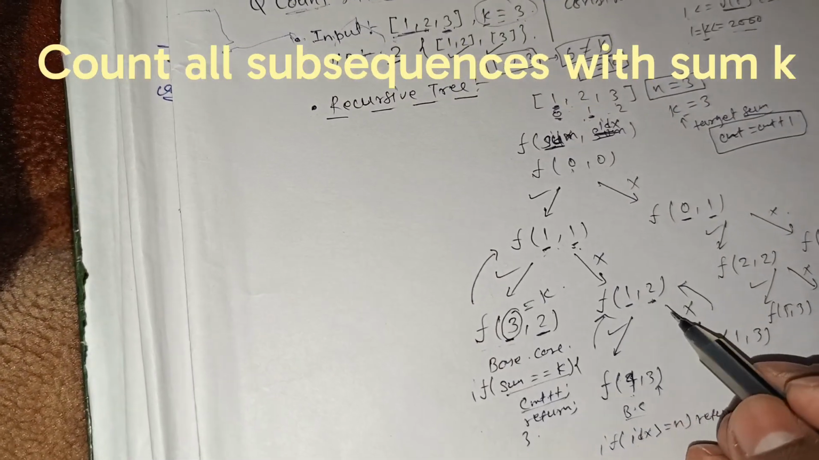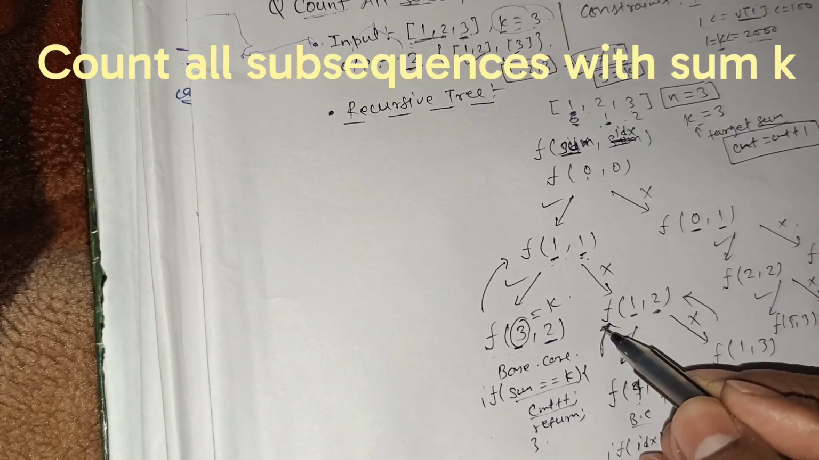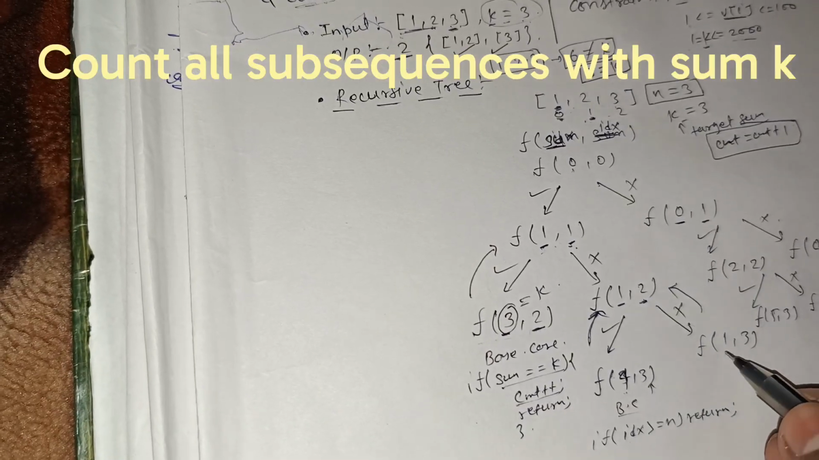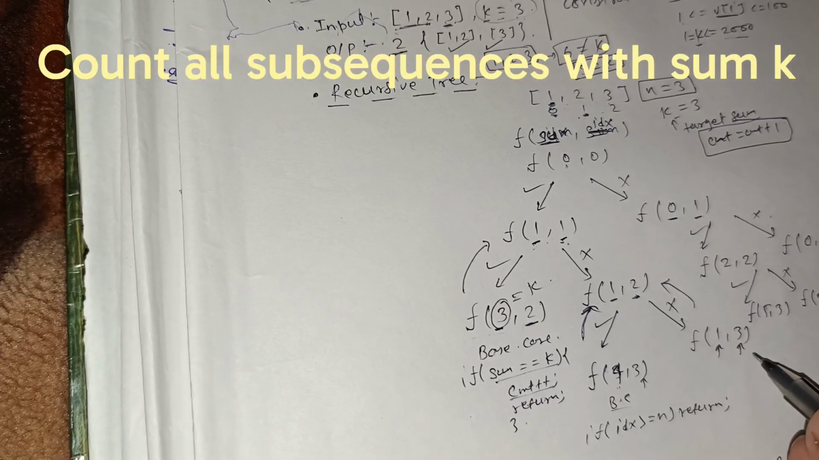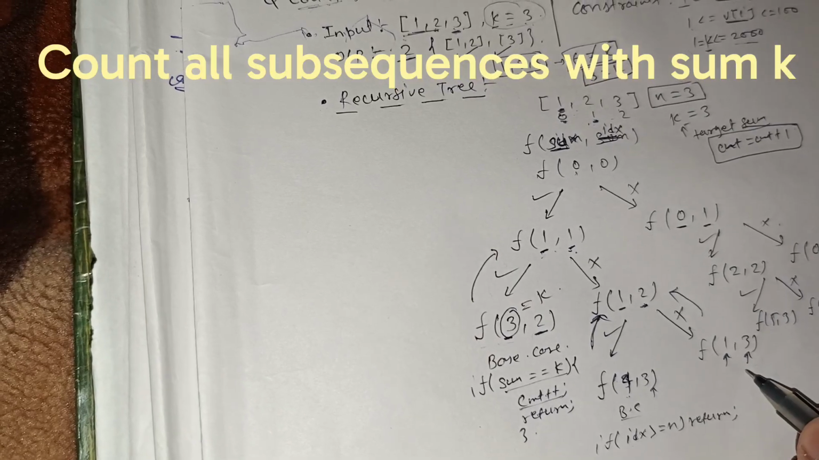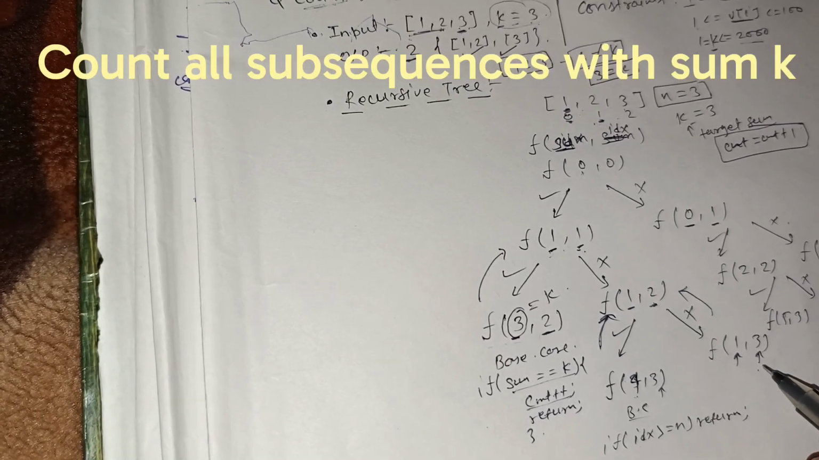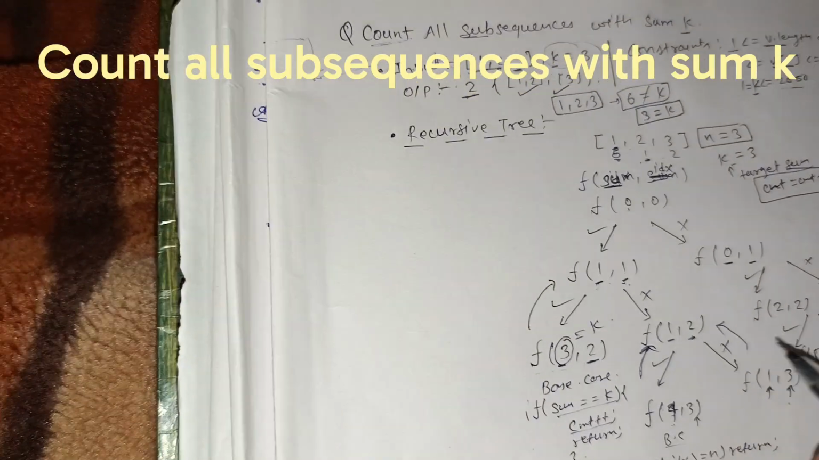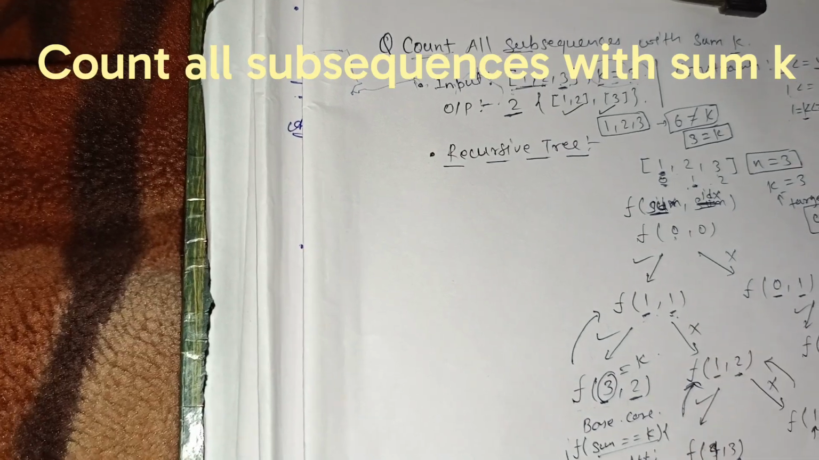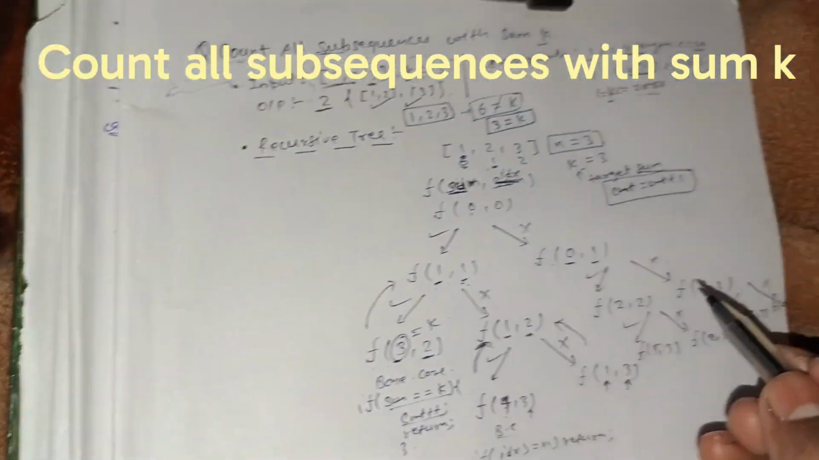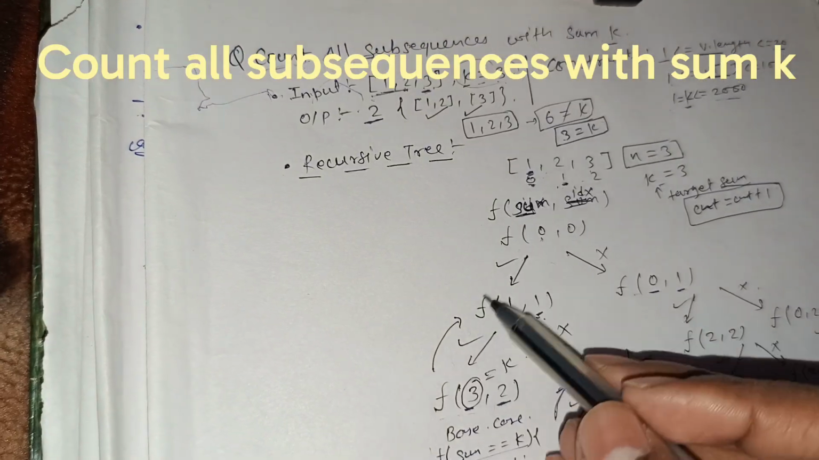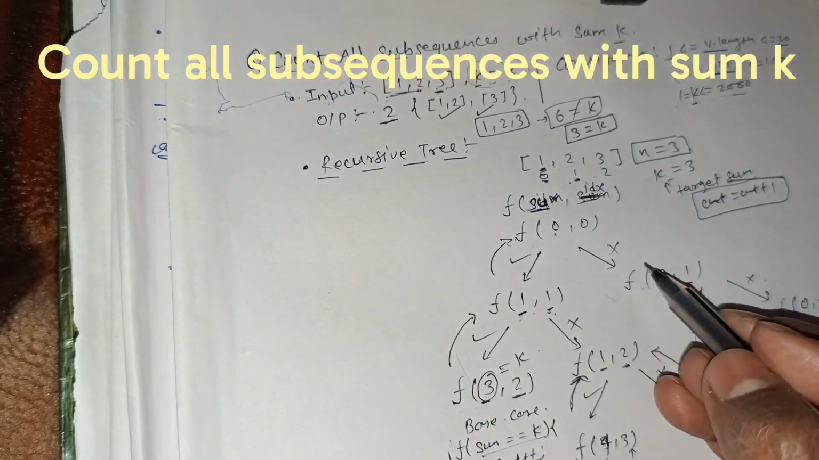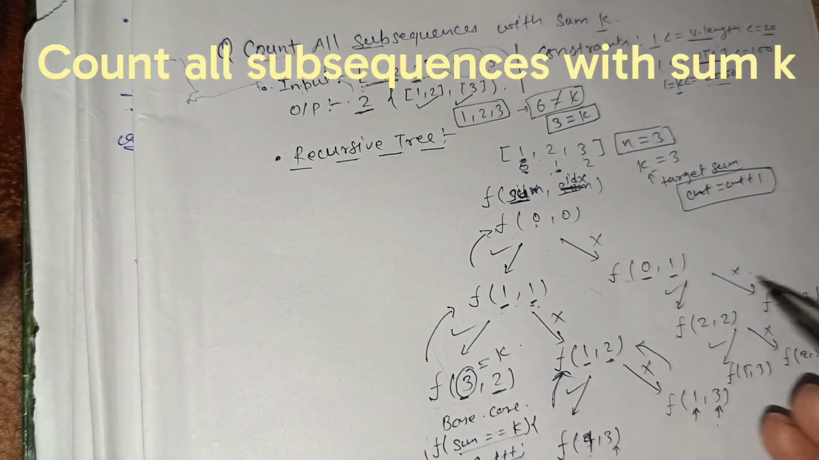Then from here the function will return and another function will be called. Here sum is 1 but index is greater than or equal to n, base case hit. From here the function also gets returned. Now the left side of the functions have all returned to here. Now the right side, the not take function, will be called.